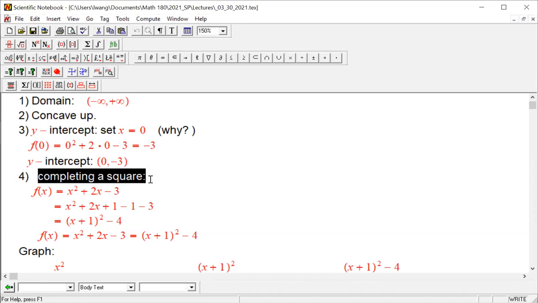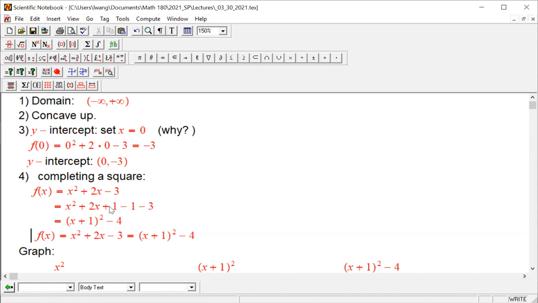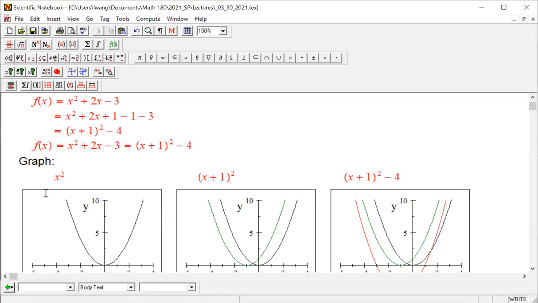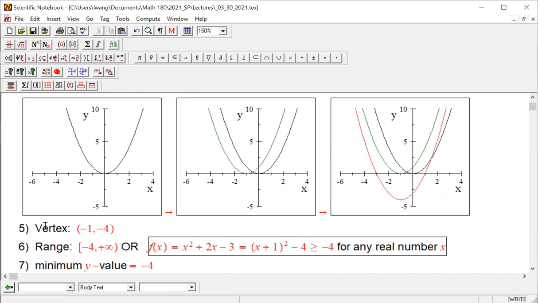And then we completed the square. This completed square form is often used. And then we did the graphing from x squared. We have identified the vertex from this transition, and we have identified the range, and the minimum y value.